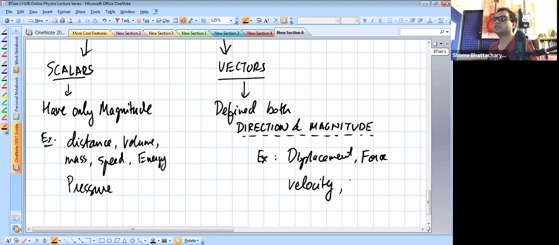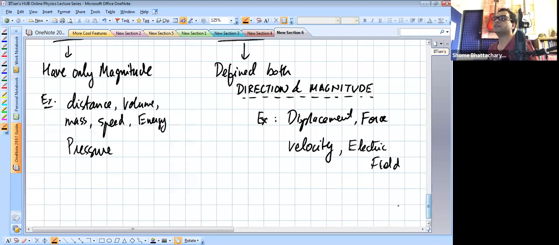More abstract examples would be things like the electric field, which is the force field created by charge, or the gravitational field, which is the force field created by gravitational mass, or acceleration in kinematics. Okay, linear momentum in dynamics, because momentum is just defined as mass into velocity. So these are all examples of vector quantities.